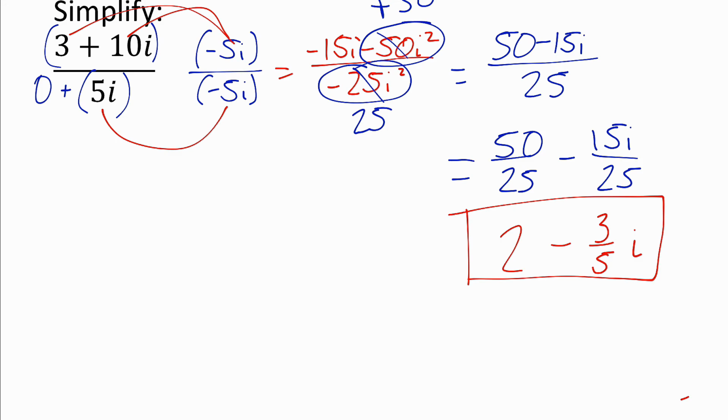We rationalized the denominator. There we go. That's the phrase I was looking for. So 2 minus 3/5 i, or 3i over 5, works as well.